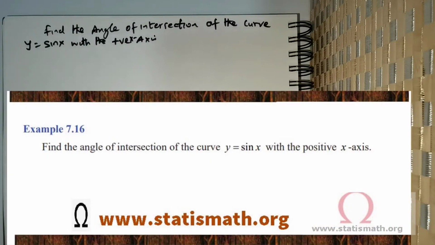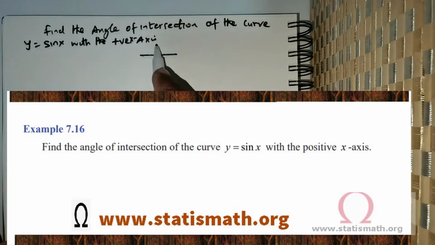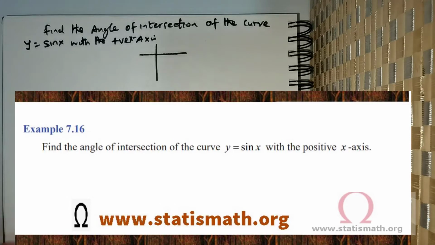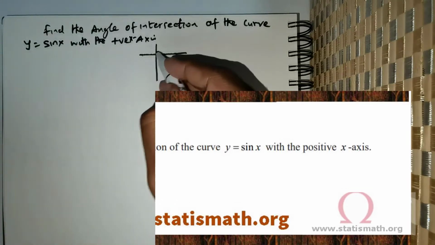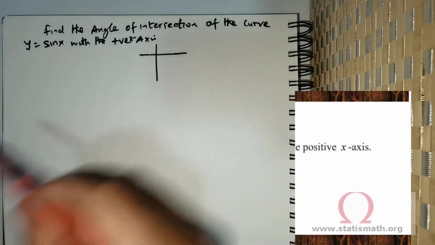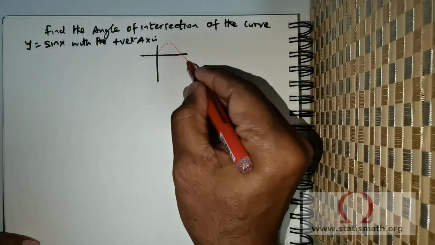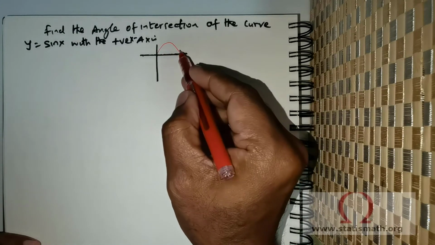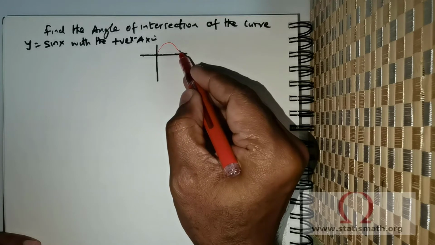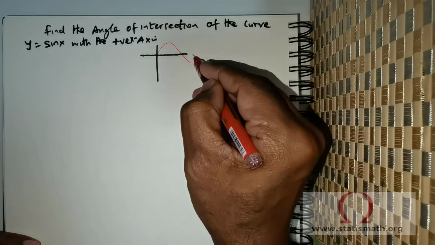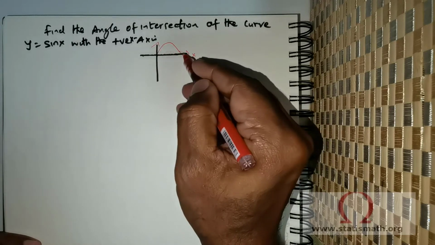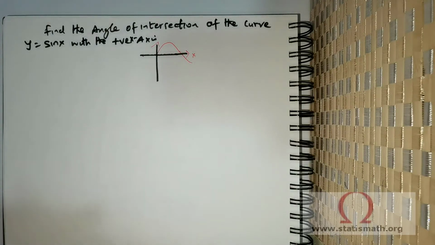Students, in this question, we are asked to find the angle of intersection of the curve y equal to sine x with the x-axis. Now, if you were to study or draw the curve of sine x, the curve would be something like this, right? So they are asking you to find the angle of intersection of the curve with the x-axis. So this angle you have to find out.